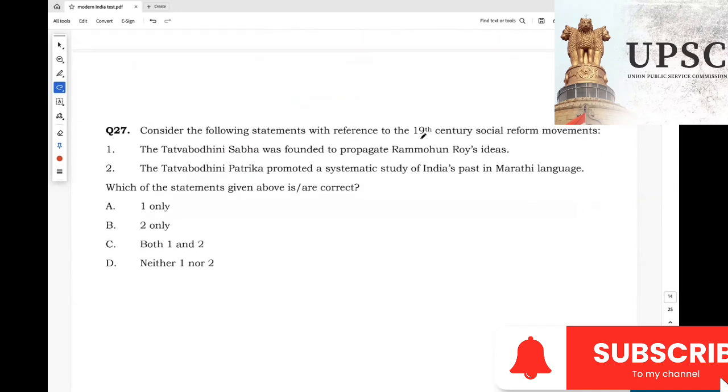Consider the following statements with reference to the 19th century social reform movement. Tattva Bodhini Sabha was founded by Raja Ram Mohan Roy. Tattva Bodhini Sabha was founded to propagate Raja Ram Mohan's ideas. Just in the previous answer, I told you that it was by Debendranath Tagore, the father of Rabindranath Tagore. This entire family is great. I mean, they belong to a separate planet altogether. The Tagore family is something different.